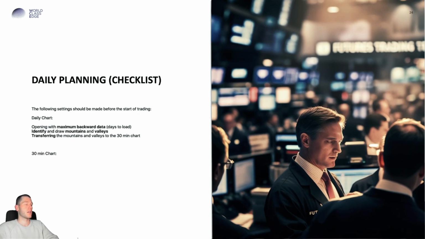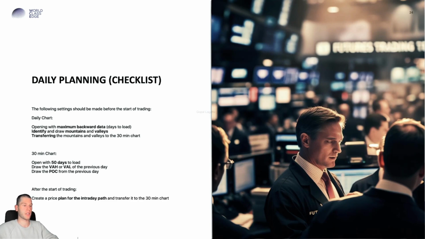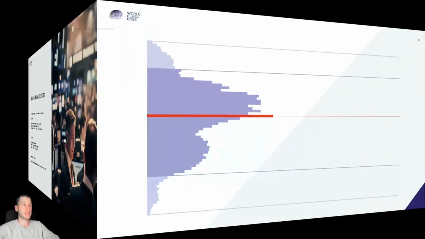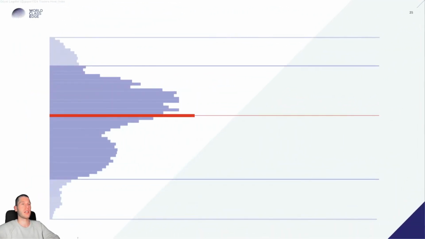On the 30-minute chart, you open with 50 days back to load. You will draw the value area high or low of the previous day. In most software you can just draw them automatically or extend them automatically if they are naked. And then you draw the POC or VPOC from the previous day. After the start of trading, you create a plan for the intraday path and transfer it to the 30-minute chart. And if you want to do some exercise, just take this naked chart and try to repeat the options that we just went through.